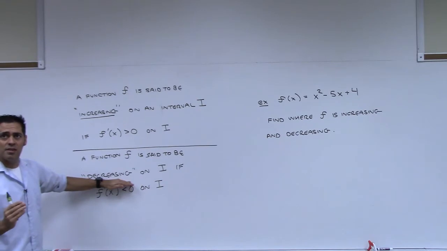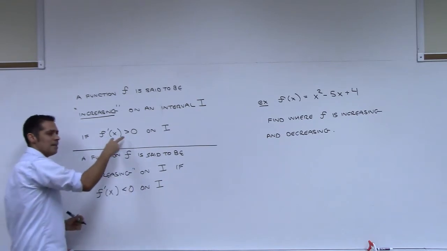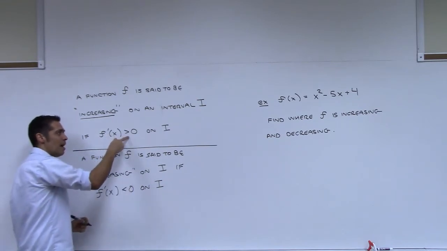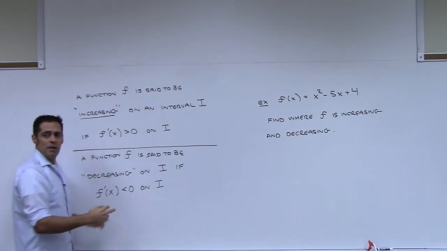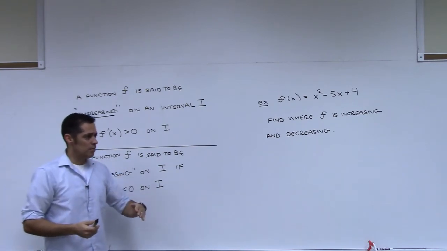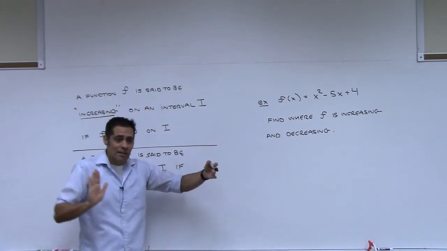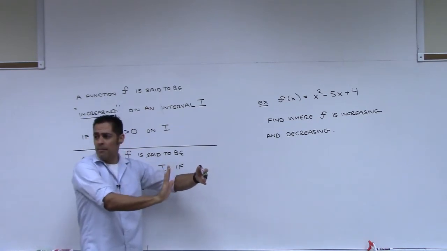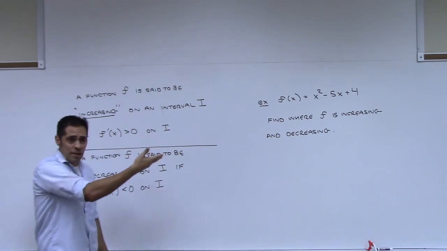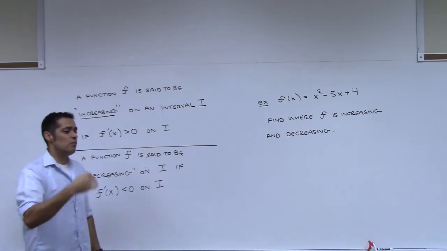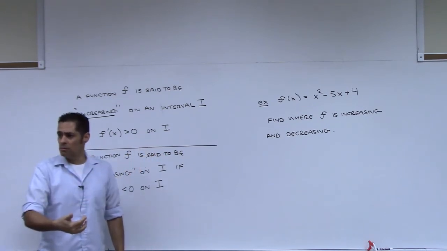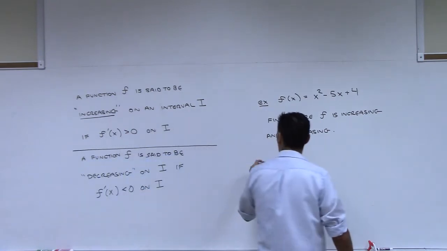Now, let's try and understand that. If I tell you that something goes from a positive number to a negative number, doesn't that mean it must go through 0? If you have positive numbers and then all of a sudden it becomes negative, it had to go through 0 for that to happen, right? So what I'm going to do to start this is first determine where that derivative is 0. So that's my first step. So here's my solution to this.